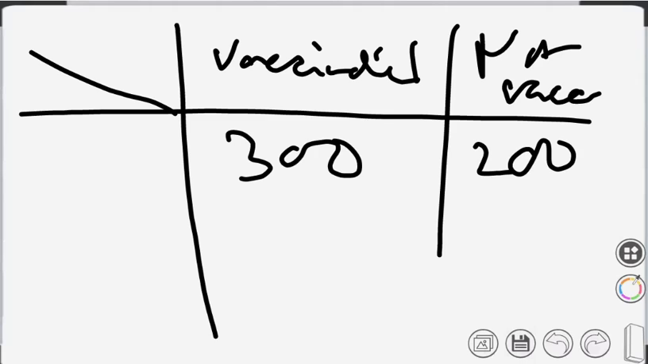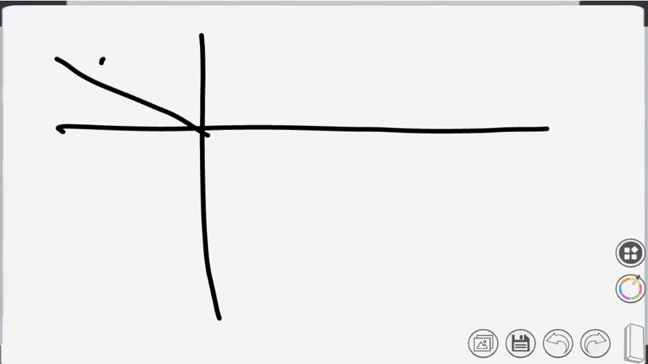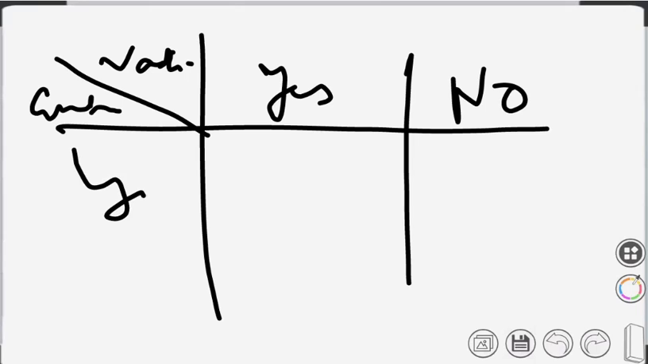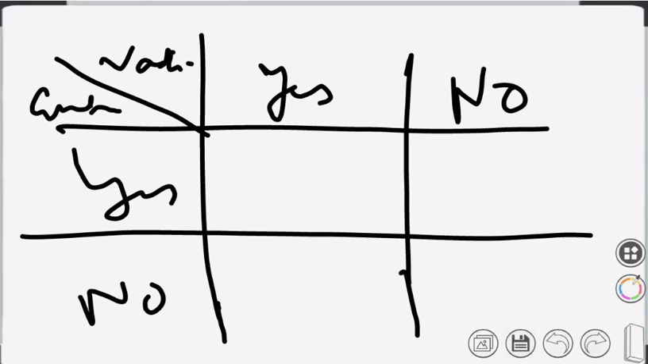And out of those 300 people, the table will be a little different. Out of these 300 people, let's write this way: vaccinated, yes, no; contracted, yes, no. So here yes means the people who are vaccinated but still contracted the COVID.